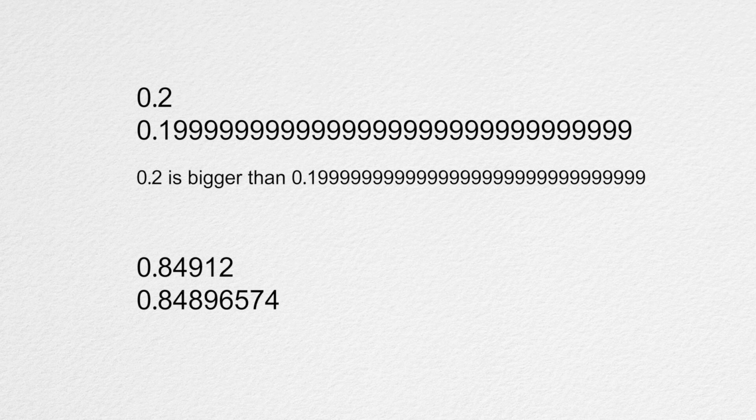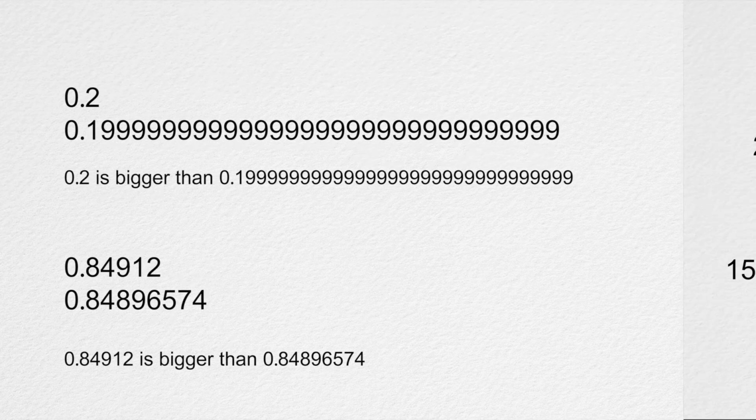And if we look here at 0.84912 and 0.84896574, God knows why I chose those as an example, we can see that both numbers start 0.84, but when we get to the thousandth column, we see that 0.84912 has 9 thousandths and 0.84896574 has 8 thousandths. Therefore, 0.84912 is the bigger number. So when I'm ordering numbers, I'm quickly glancing at them from left to right, comparing the digits.